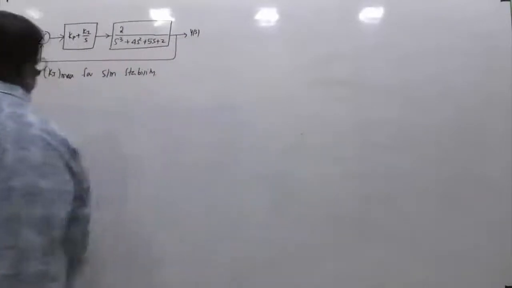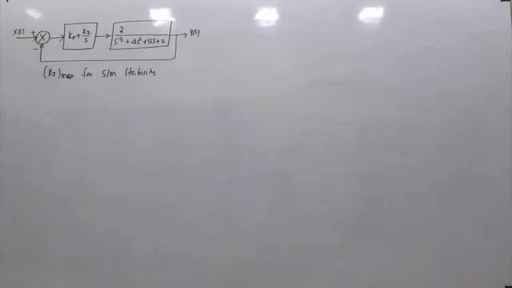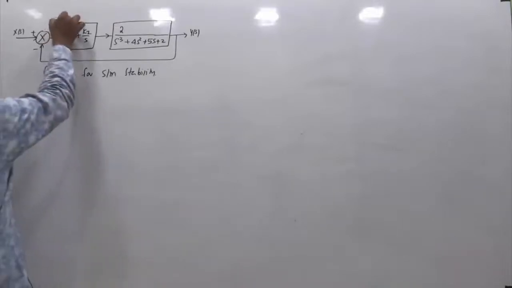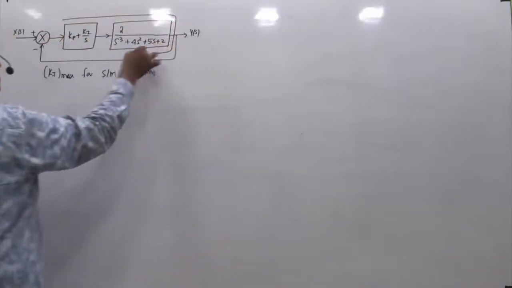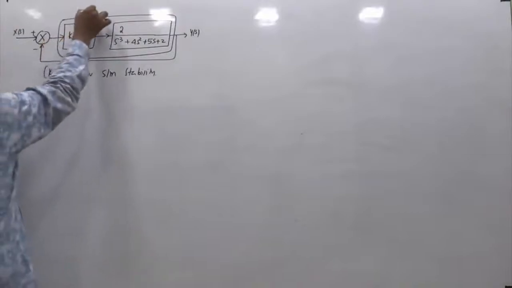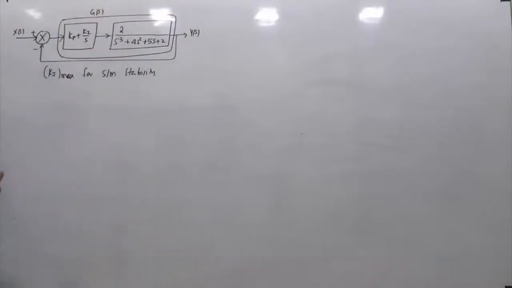So this is the system given, and we are supposed to find what can be the maximum value of Ki so that the system will be stable. The product of this and this transfer function is the open loop transfer function G of S. One of the approaches in this kind of problem is to solve it by RH criteria, right? Because RH criteria give access to the stability based on the characteristic equation.